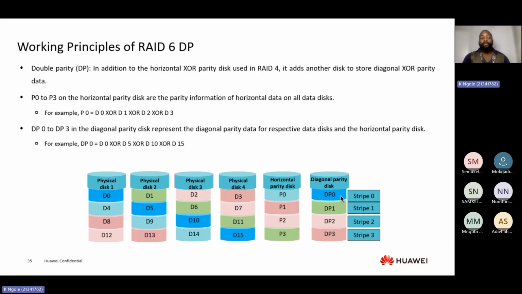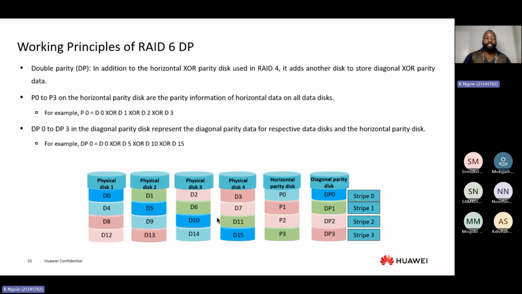Diagonal parity means that to get the information in DP0, the first stripe there, when we're striping it into 4, the first one, to get the result, it's going to be D0 here. So on the first disk, we take the first one. Second, we take the second. Third, we take the third. Fourth, we take the fourth. So we have a diagonal here. So we have D0, D5, D10, and D15. That will give us that one.